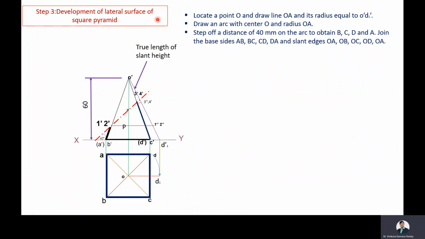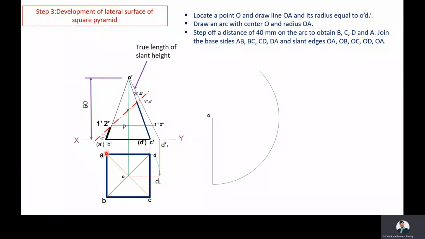For the development of lateral surface of a square pyramid, what we need to do? We need to locate a point O. Then with the true length of the slant height, say O dash D1 dash, as a radius, draw an arc. Here, this is the true length of the slant height of a square pyramid. Draw an arc and name this point as A.